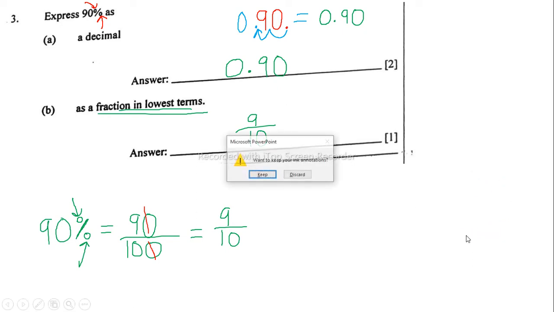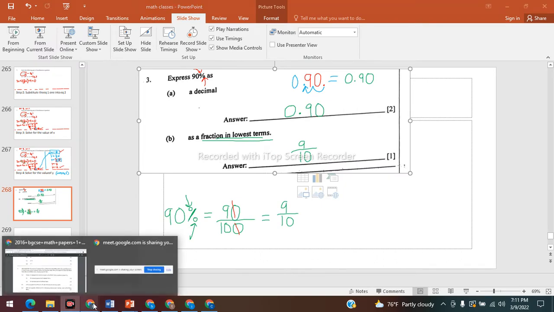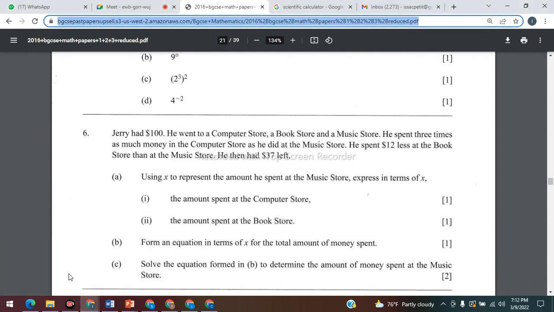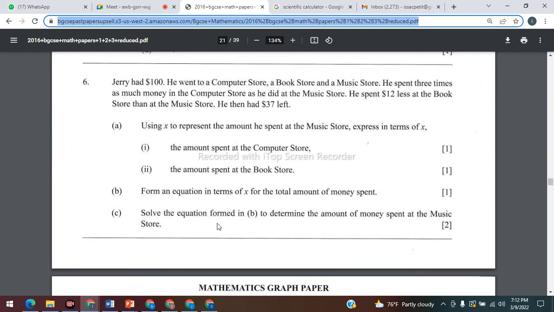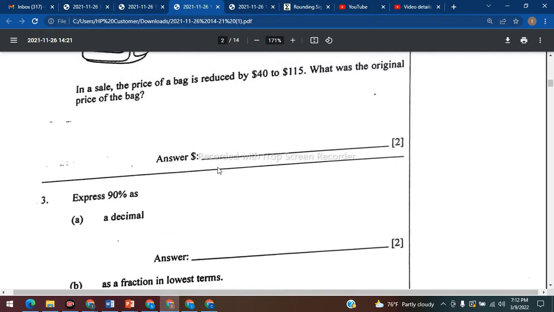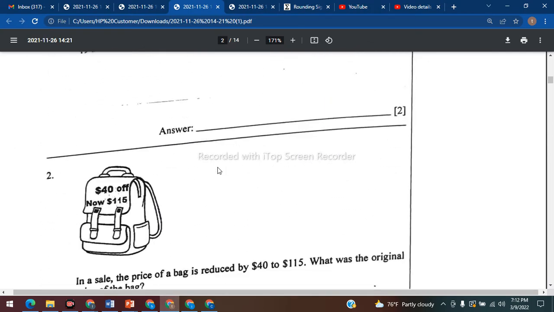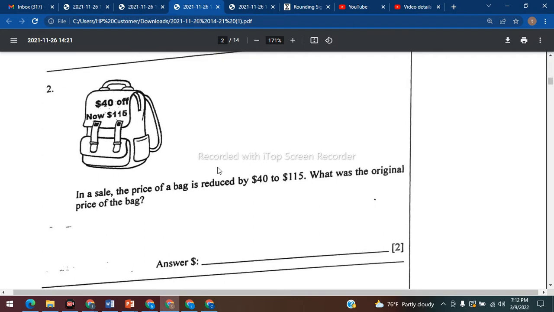Okay, next up is this one. So we have simple stuff afterwards. Let's do number 2 before we move on.